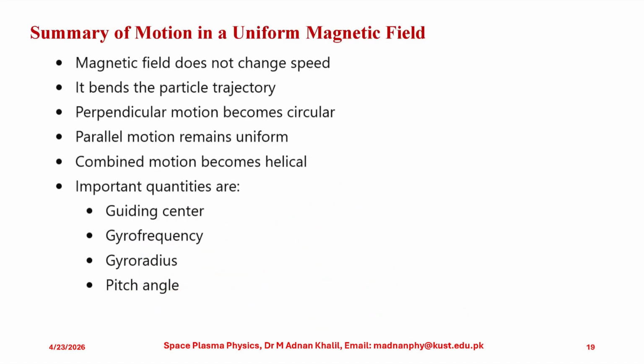This slide summarizes motion in a uniform magnetic field. A magnetic field does not change the speed of the particle, because the magnetic force is perpendicular to the velocity. It bends the trajectory, producing circular motion in the perpendicular direction. The parallel motion remains uniform. Together, these produce a helical orbit.